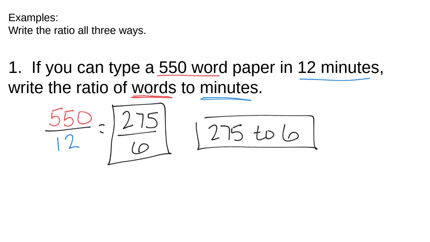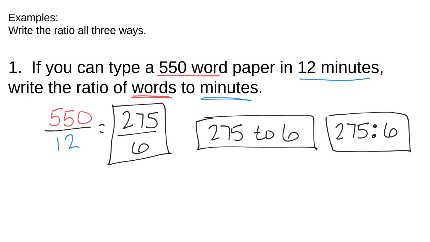That's another way to write the ratio. And the third way is with a colon. So 275 colon 6, which we would still read 275 to 6.